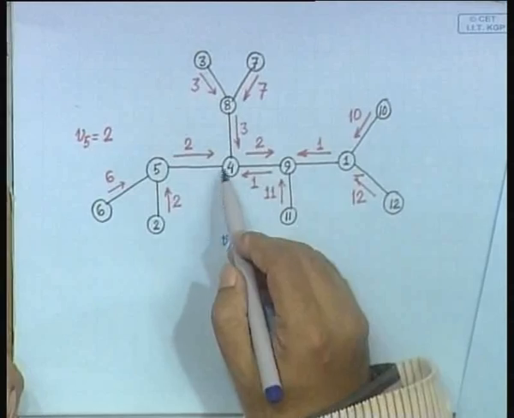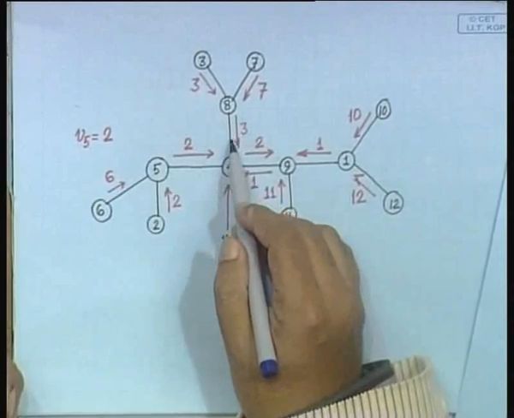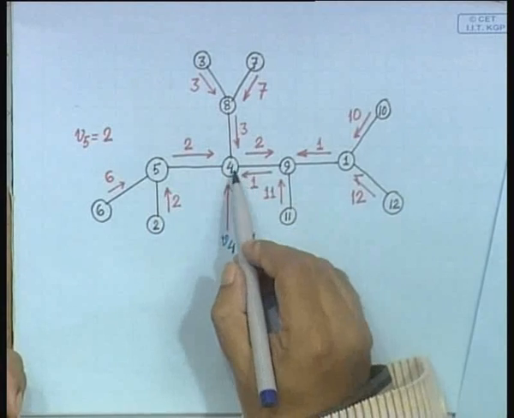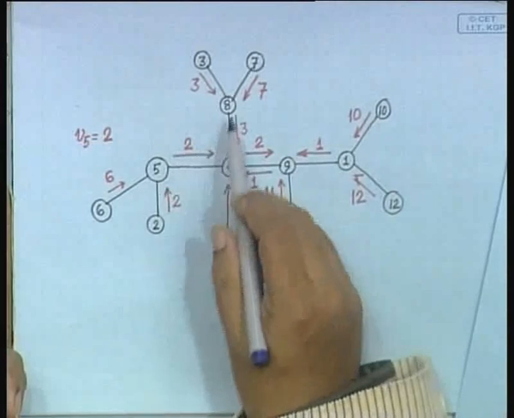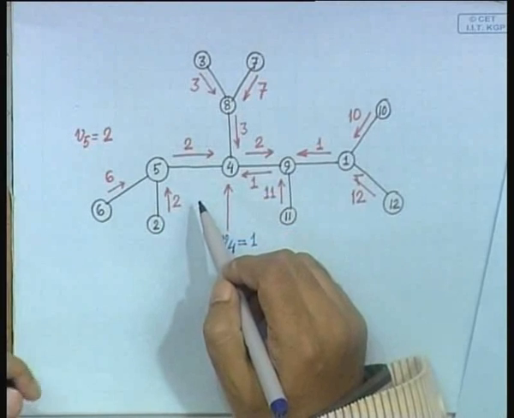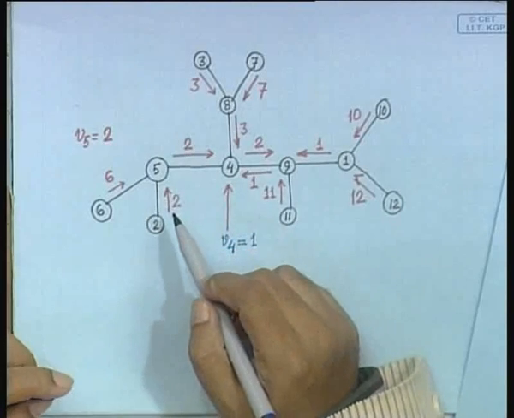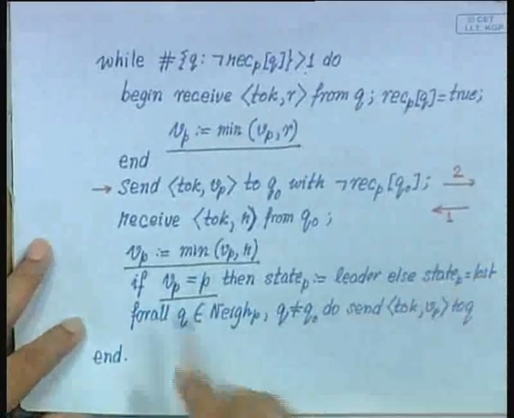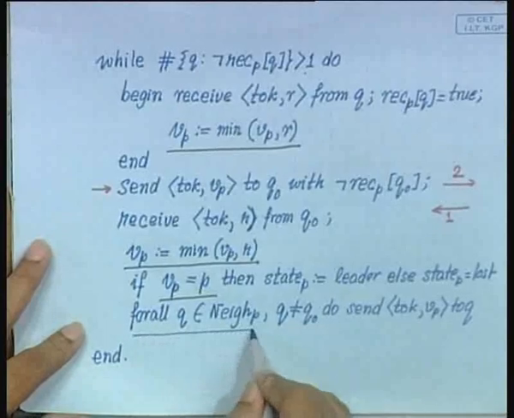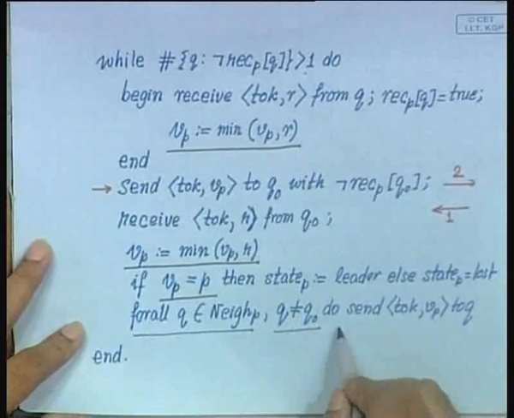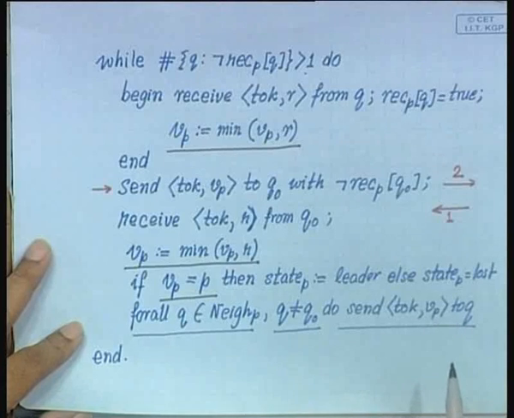But now it also knows that these people who had sent 2 and 3, they do not know that 1 is there, right. So, the algorithm cannot terminate here. So, 4 has to tell these people that, look, I know that 1 has won the election, but you people also need to know that, right. So, that is why what it will do here is that for all neighbors of P except the one from which it got this minimum token, it will send token Vp to Q.